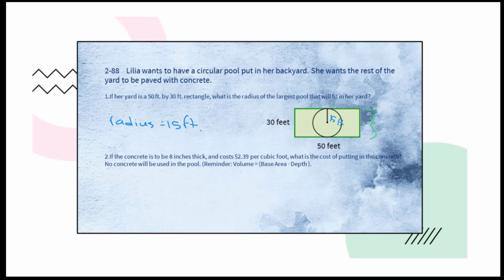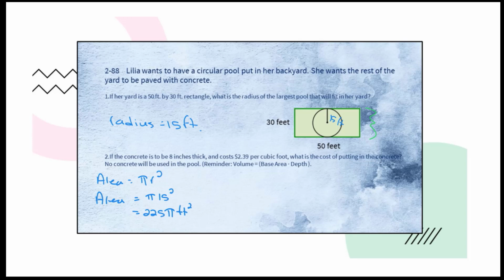So the first thing we're going to do is find the area of the circle. Well, the area of a circle equals pi r squared. So our area equals pi times 15 squared. So that's going to equal 225 pi feet squared. Okay, that's the first part.